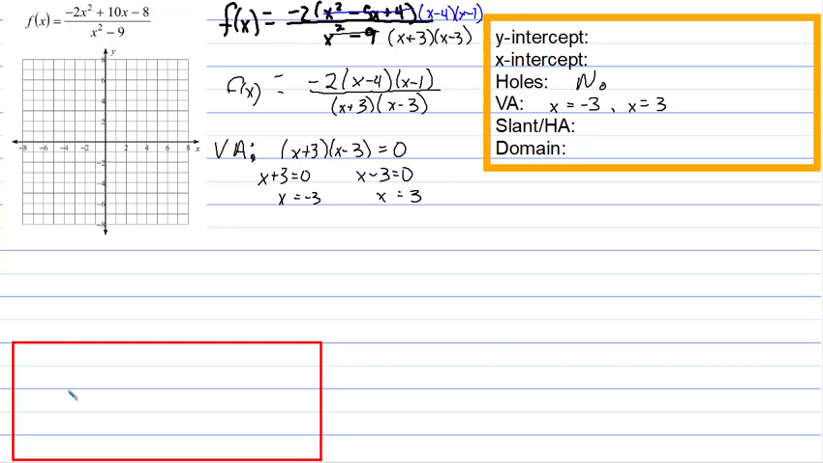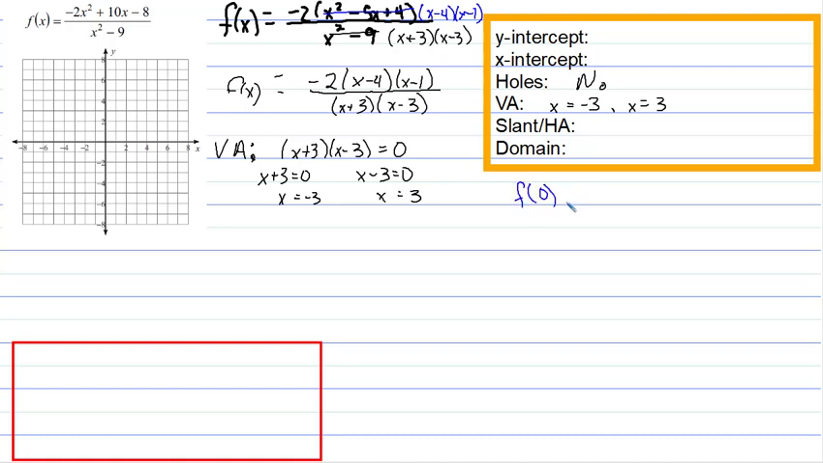So next, we're going to try to find the y-intercept. And so when we find the y-intercept, it really doesn't matter if you plug into the original or the factored, it's your choice. Some like to plug it into the original because there's a lot you can cancel out right away. Some like to plug it in here. I'm going to show you how it would look if you plugged it into the original.